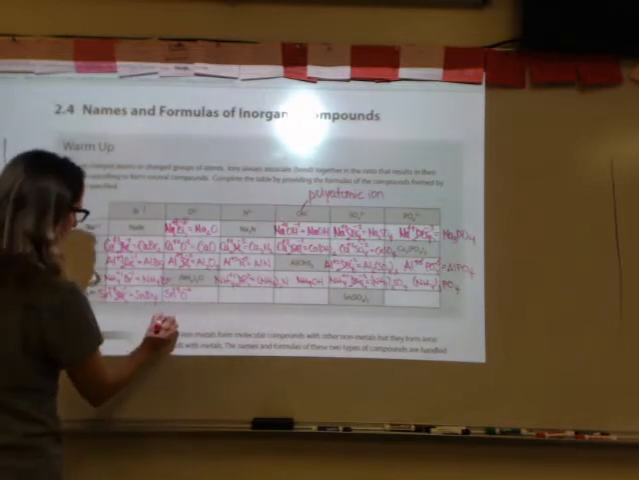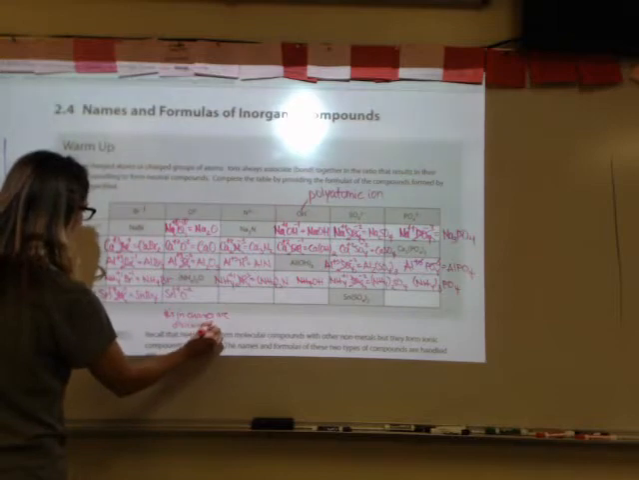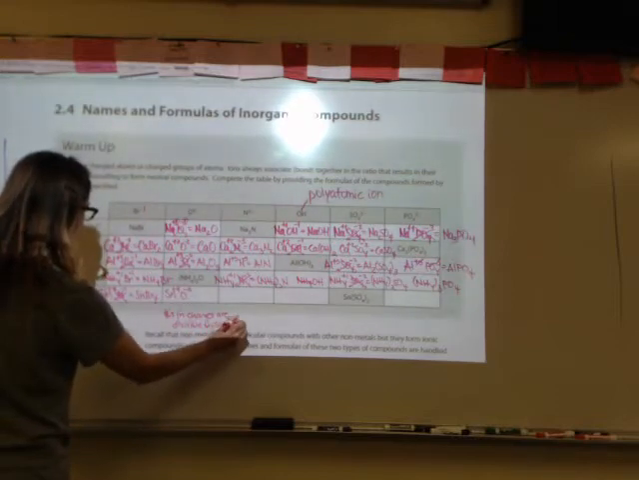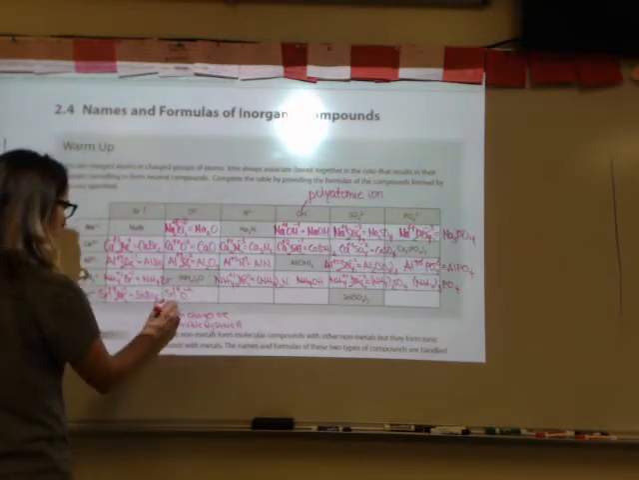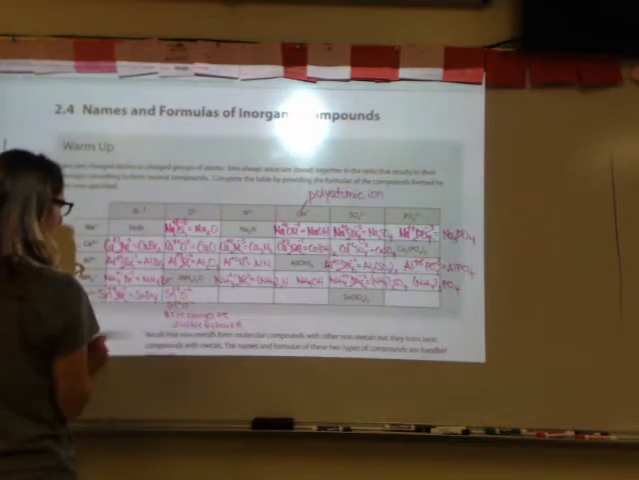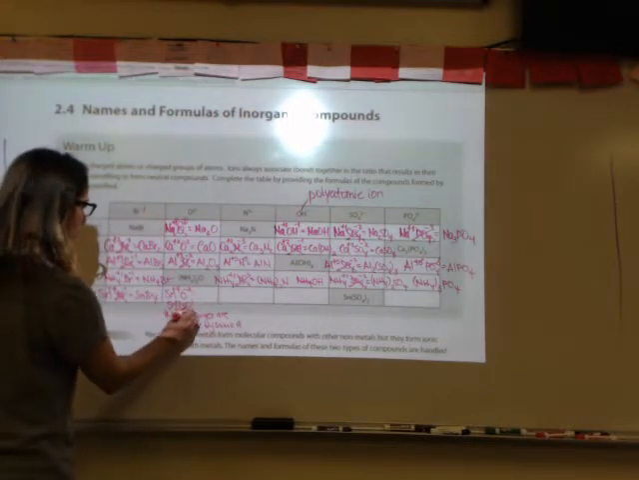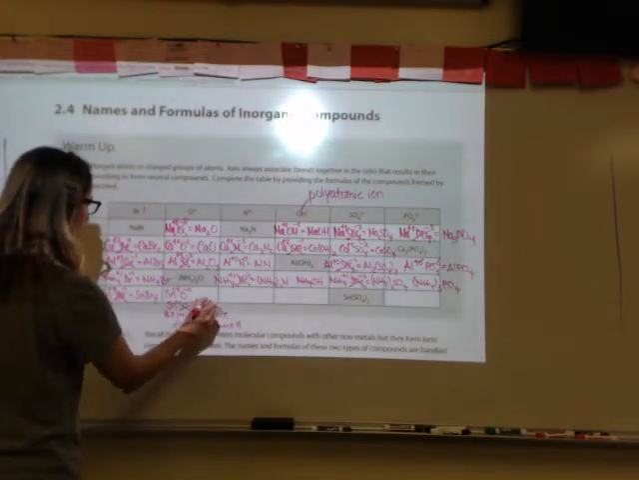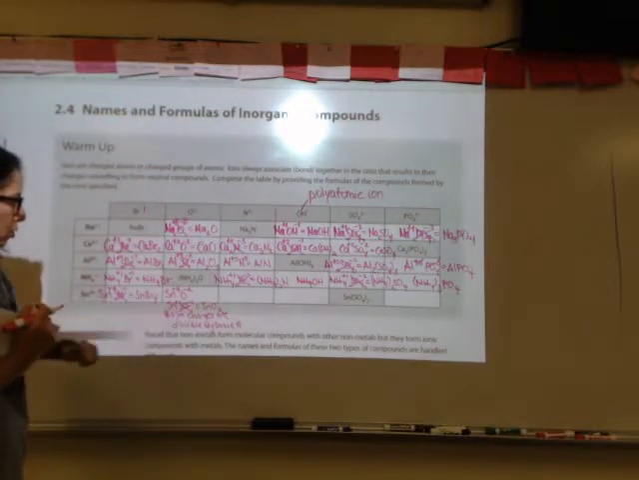Here's a little trick. When the numbers and the charges are divisible by the same number, you have to simplify them. So that means this would become a plus 2 and a minus 1 because 2 goes into plus 4 and minus 2. Then you can cross these charges to get SnO2 because you would need 2 oxygens at a negative 1 to counter the plus 2 on the tin.